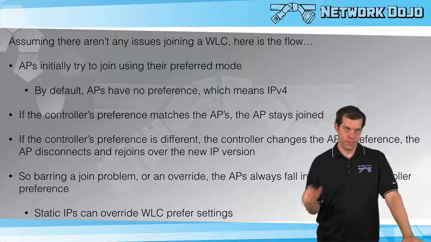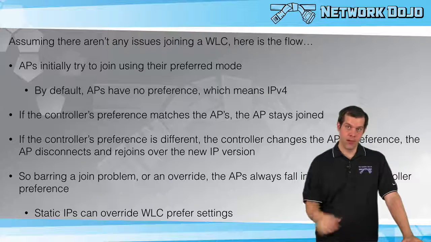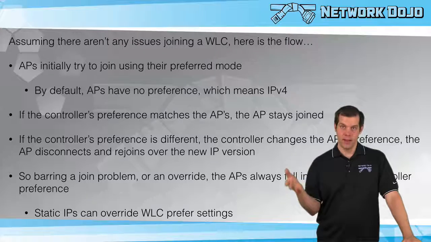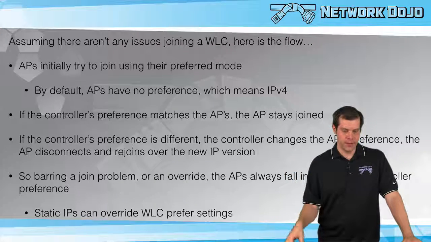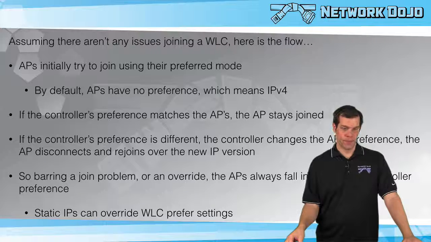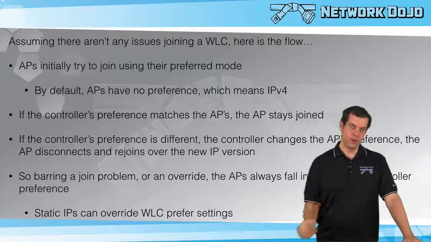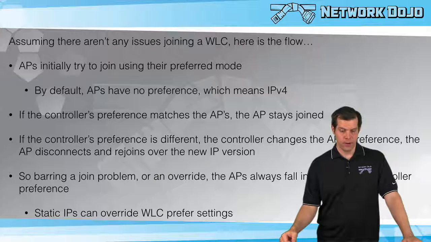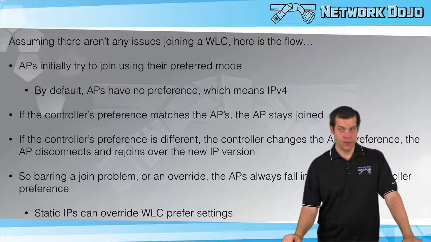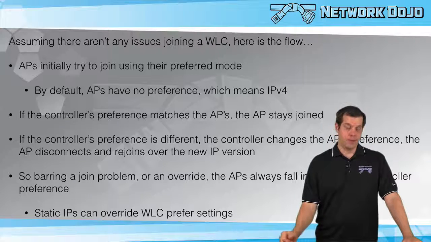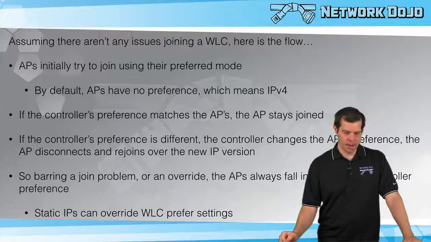One real heavy-handed way of doing it is, let's say the controller prefers IPv4, but I want my AP to join via IPv6. Well, I could prevent my AP from ever communicating via IPv4 to the controller. And so maybe I go so far as to never even teach it an IPv4 address, or maybe I use an ACL to block it. That's a little bit over the top, probably.